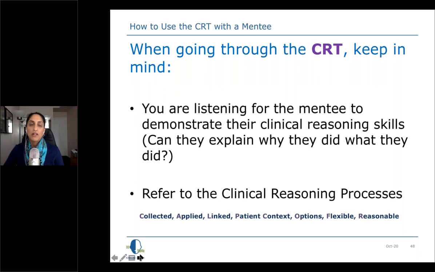Keep in mind as well that you're listening for the mentee to demonstrate their clinical reasoning skills. So can they explain why they did what they did with that particular patient or in that particular clinical scenario? And you're listening for the mentee to talk about those processes. Did they collect information? Did they apply the information? Were they reasonable and were they flexible?